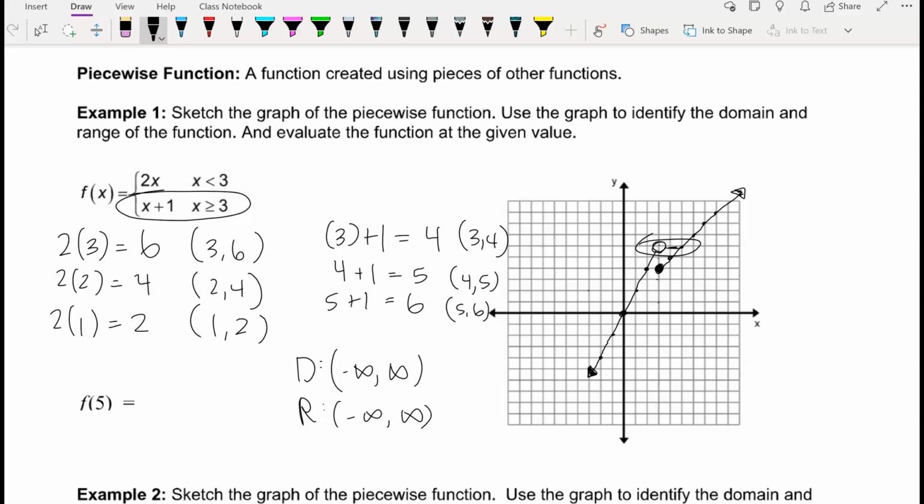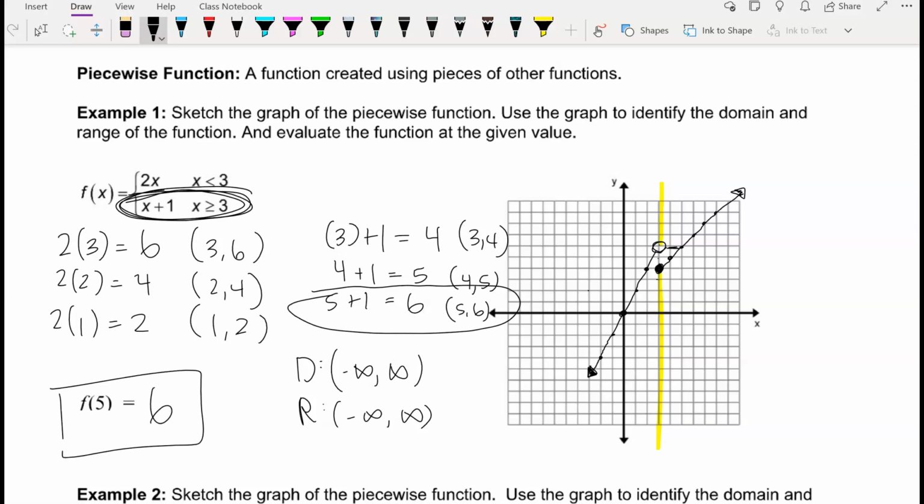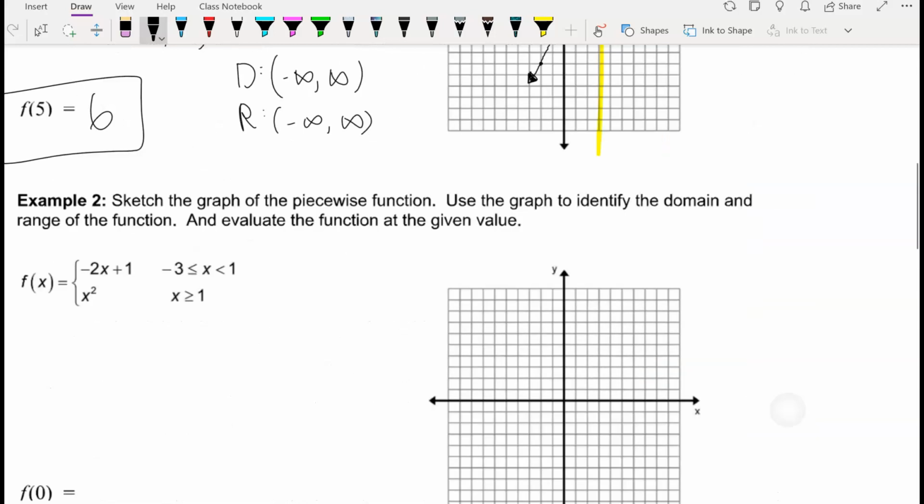All right, then it says f at 5. So when x is 5, what's our value? Remember our imaginary line here. It's going to be this second graph because it's a value bigger than 3. So at 5, we were 6. All right, next one.